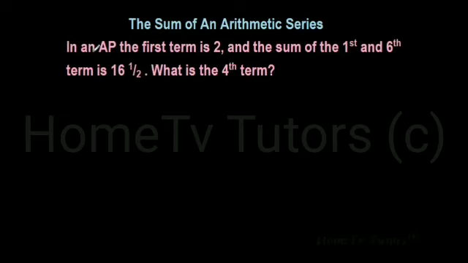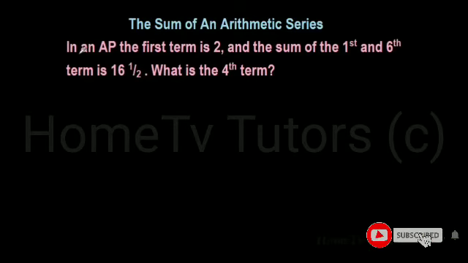Another example: in an AP, the first term is 2 and the sum of the first and sixth term is 16.5. What is the fourth term? In this case, we cannot apply directly any of the mentioned formulas in finding the sum of the terms of an AP, but indirectly we're going to apply them.